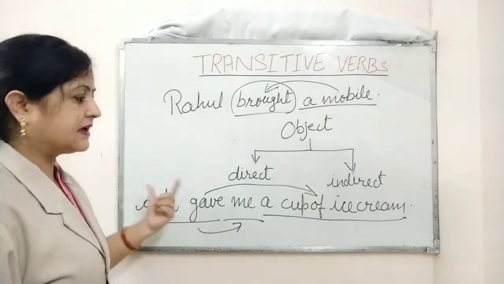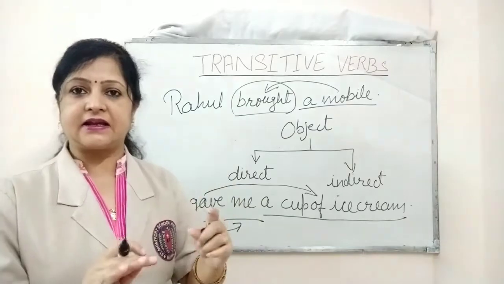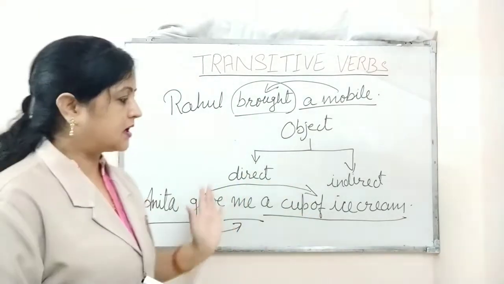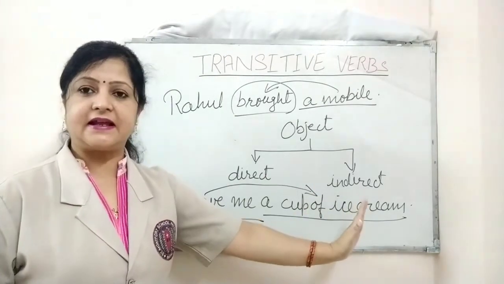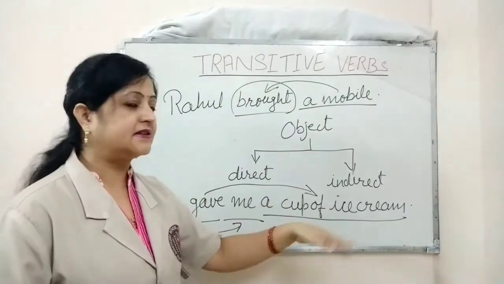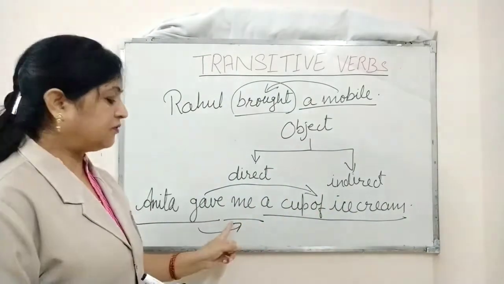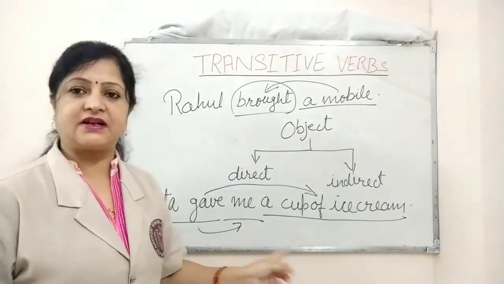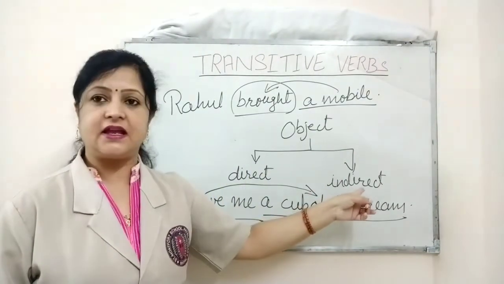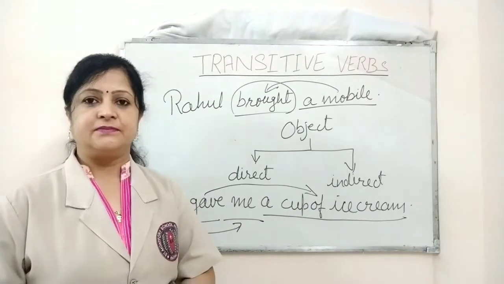If I say Anita gave, the question will be Anita gave what? A cup of ice cream. This is the direct object of Anita gave. Anita gave a cup of ice cream to whom? To me. This is the indirect object. So I think you understood what a direct object and an indirect object are.